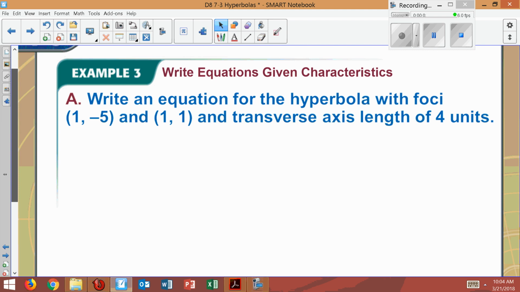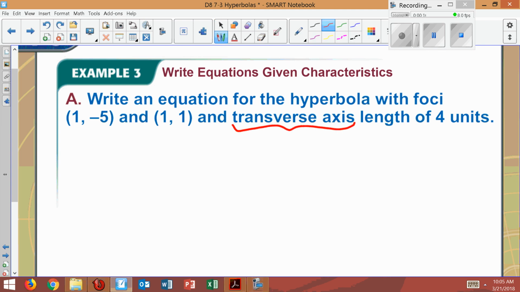Example 3, write equations given characteristics. So we want to write an equation for a hyperbola with foci (1, -5) and (1, 1), and a transverse axis length of 4 units. The first thing we need to know is that the transverse axis is kind of like the major axis from ellipses. So this is going to be representing 2a. So 2a here equals 4. With that being the case, a equals 2, and later on, a squared will equal 4.